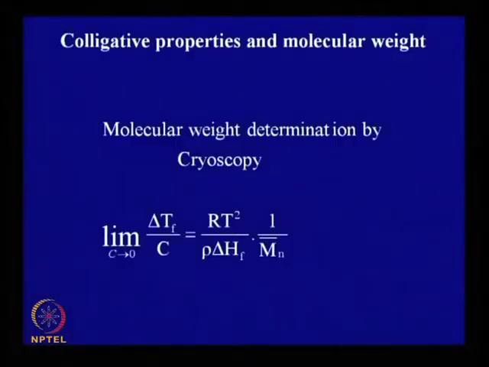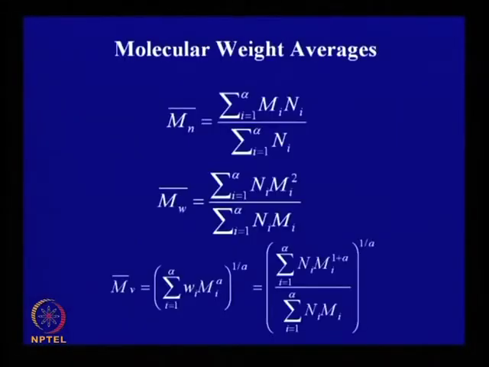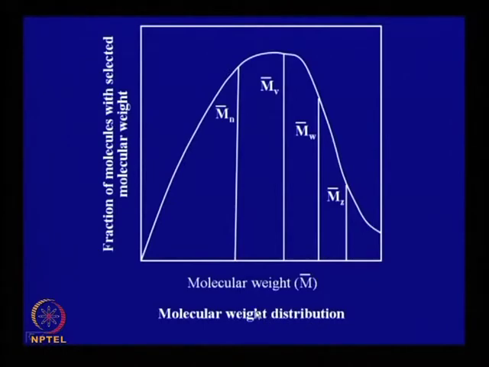This is cryoscopy. So, look at the summary of these molecular weight averages: number average molecular weight, weight average molecular weight, viscosity average molecular weight. Then you draw the distribution curve. This is a distribution curve for different fractions of a polymer solution having different molecular weight. So, where this number average can be located, or the viscosity average, weight average, or Z average can be located.